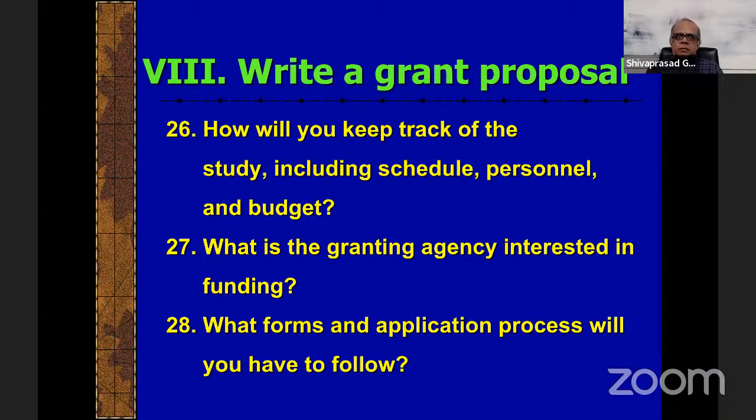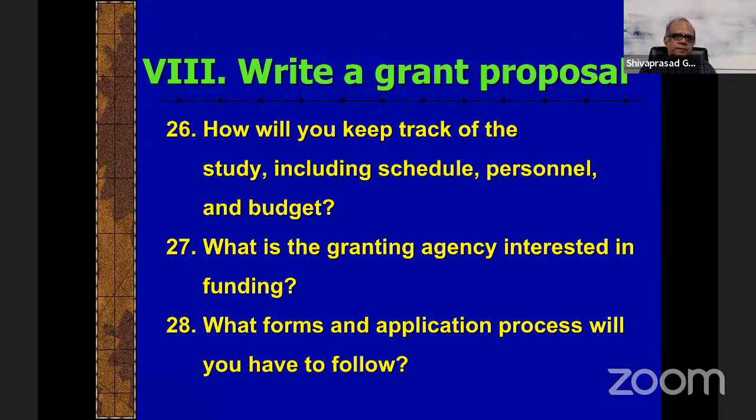So when you start putting together a grant proposal, these are the three things that you should look for. The first one is basically what I've talked so far. How will you keep track of the study? What's your protocol? And that protocol will include your timeline, your personnel, and the budget.